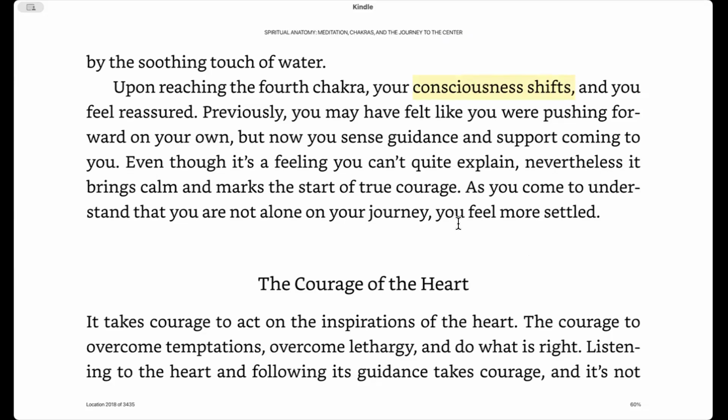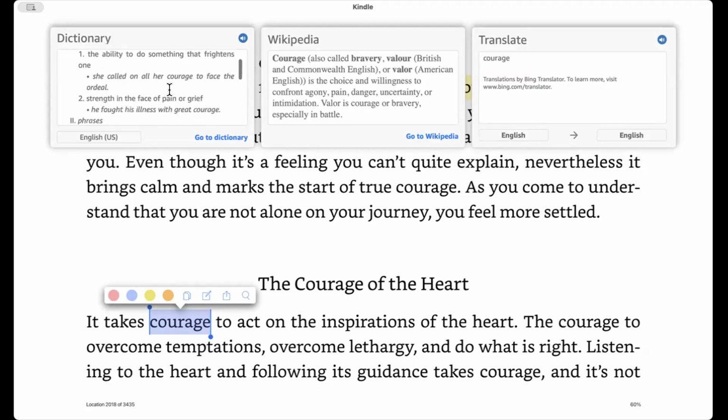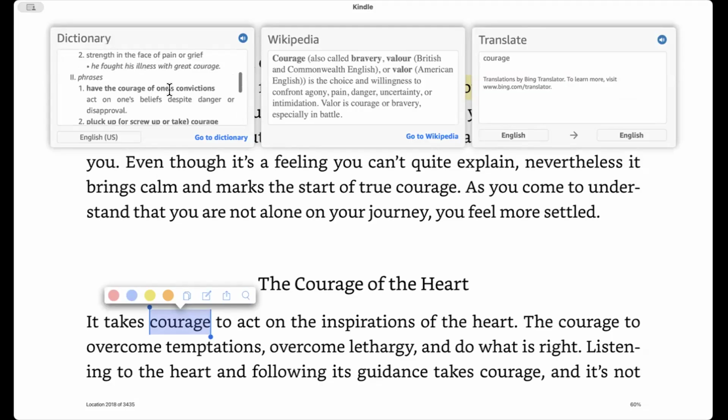Here, courage, we need to understand courage as something you feel confident and comfortable about. So let's see what the dictionary says about courage. Ability to do something that frightens one. But here, what is the frightening thing? Or strength to face greater grief or pain.